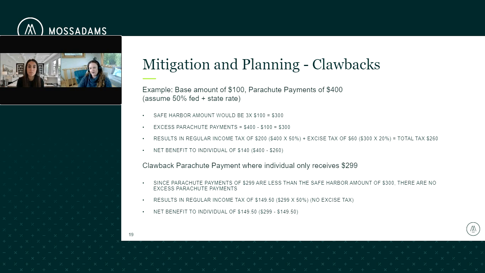And there, the net benefit to the individual is $150 out of the $299, or $149.50, I guess. And so that amount is, even though their payments in total are less, their net benefit of about $150 is greater than their benefit of $140 in the first scenario. So obviously these are very small numbers and it's just for purposes of understanding the concept. But as those numbers are much larger in a transaction, it can be significant.